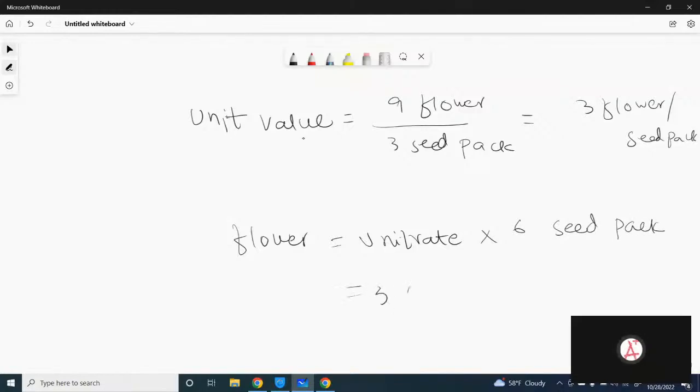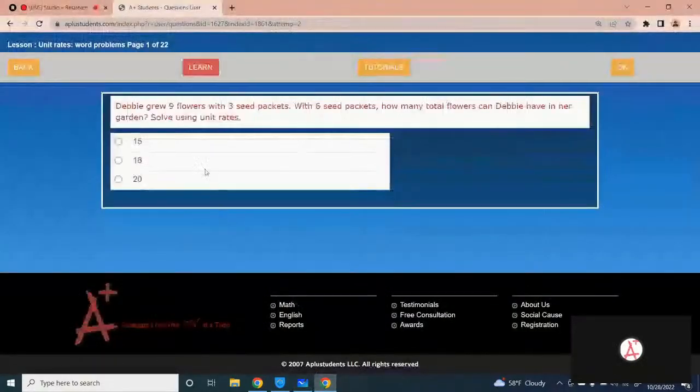So you need to do 3 times 6. That means 3 times 6 is 18. That means using 6 seed packs, you can make 18 flowers. Got it? So the correct option is 18. Got it? Just select the correct option and click on the OK button.